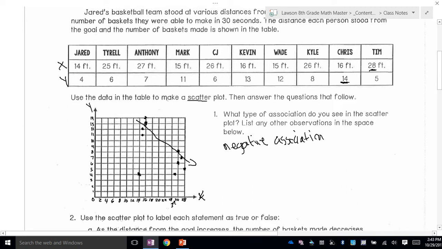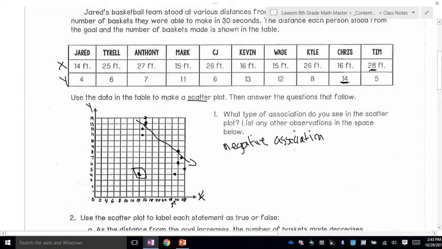Okay, and then I'm also going to put a box here around this 14-4, Jared's point, because you can notice that his is not really clustered with any of the other team members. And so he's kind of like this outlier, this outlying point, okay?